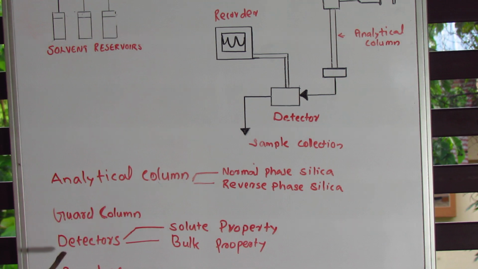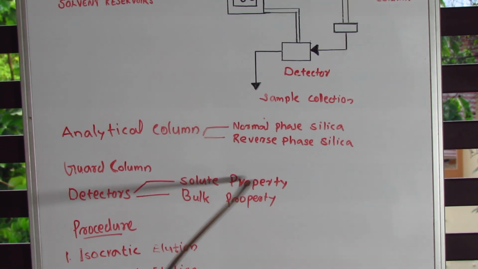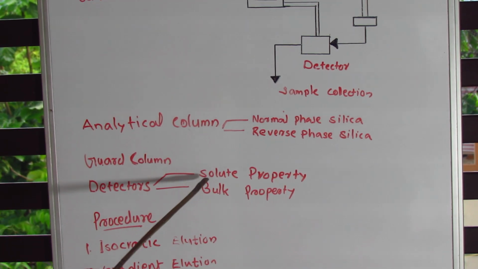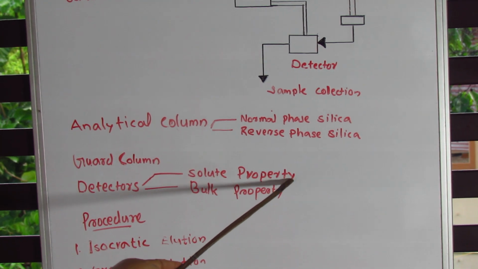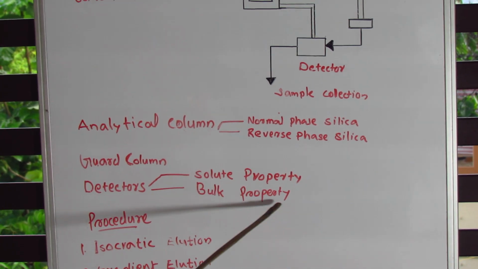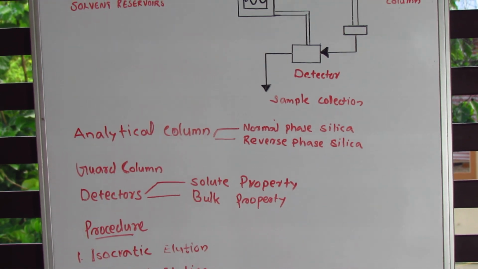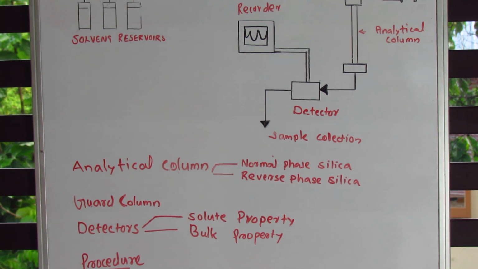So in HPLC, two types of detectors are used: solute property detector and bulk property detector. Solute property detector responds to properties such as UV absorbance, fluorescence, etc. Bulk property detector responds to bulk properties such as refractive index, dielectric constant, density, etc.